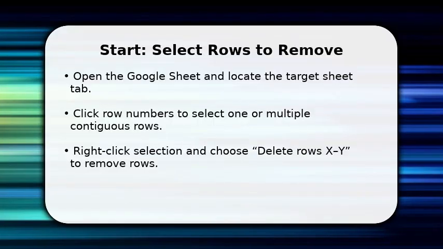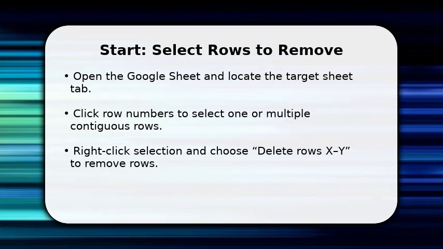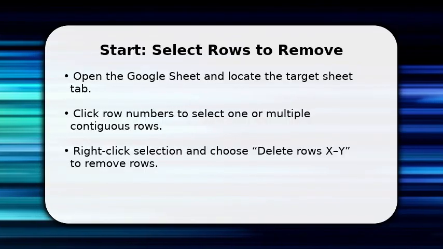You start by opening the sheet and going straight to the rows you want gone. Click the row number at left, drag or shift-click to select contiguous rows. Once selected, right-click and choose Delete Rows X, Y so the rows are fully removed, not just cleared.